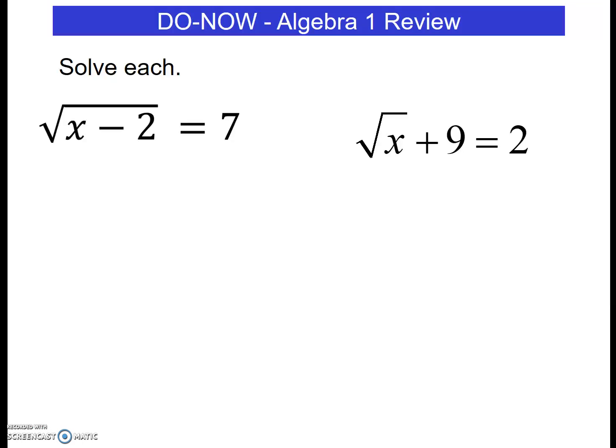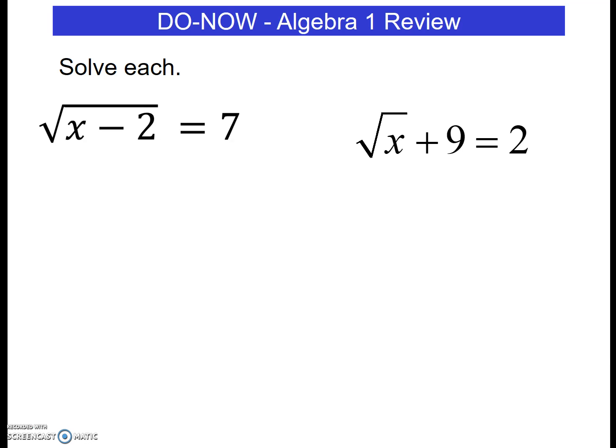Hey there, before we get started reviewing some stuff, why don't you pause the video, do this do now, and review how to solve this equation. So now that you've tried those out, hopefully you've tried those out, we're going to solve them.